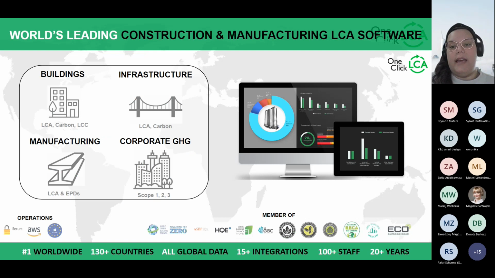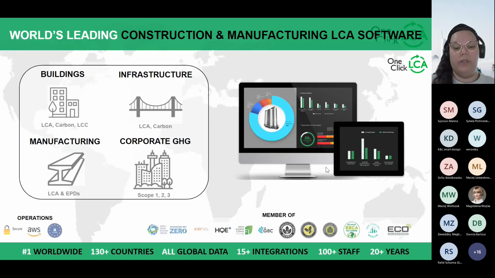About One Click LCA, our mission is to power the makers of a zero carbon future. We are the world's leading construction and manufacturing LCA software. We have software solutions for building LCA, infrastructure LCA, and manufacturing LCA, which is also for product LCA. So if a manufacturer would like to issue environmental product declarations with the help of One Click LCA, they can do it. And also for corporate greenhouse gas reporting.